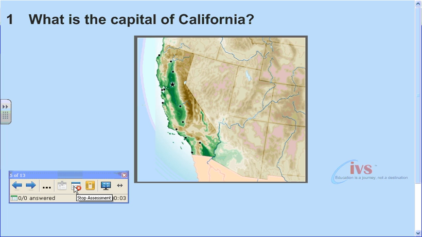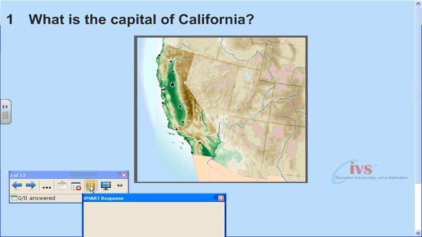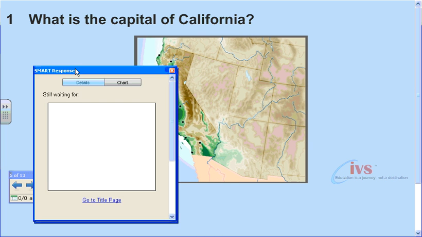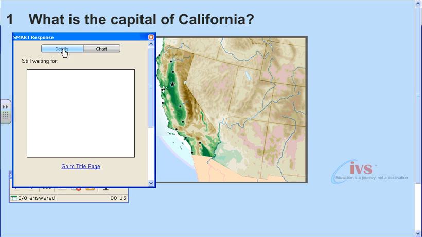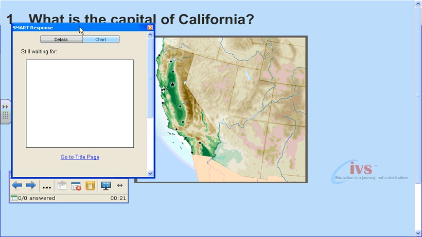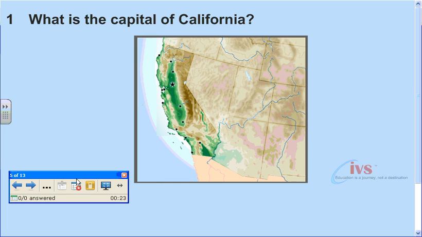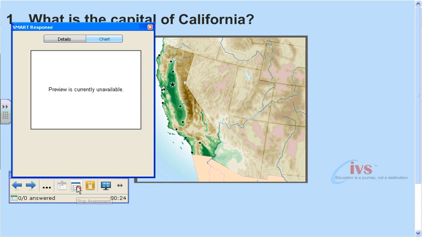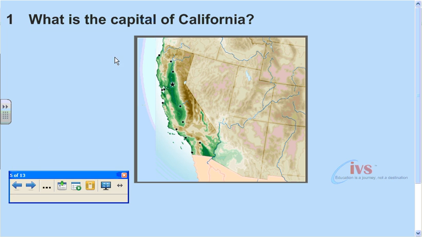And then I'm also able to monitor. If I had students signed in, I would select the Smart Response icon there, and I'd be able to see the details of who isn't finished and the chart as well. When I'm finished with that question, I would press Stop, and then I would continue navigating through my presentation.